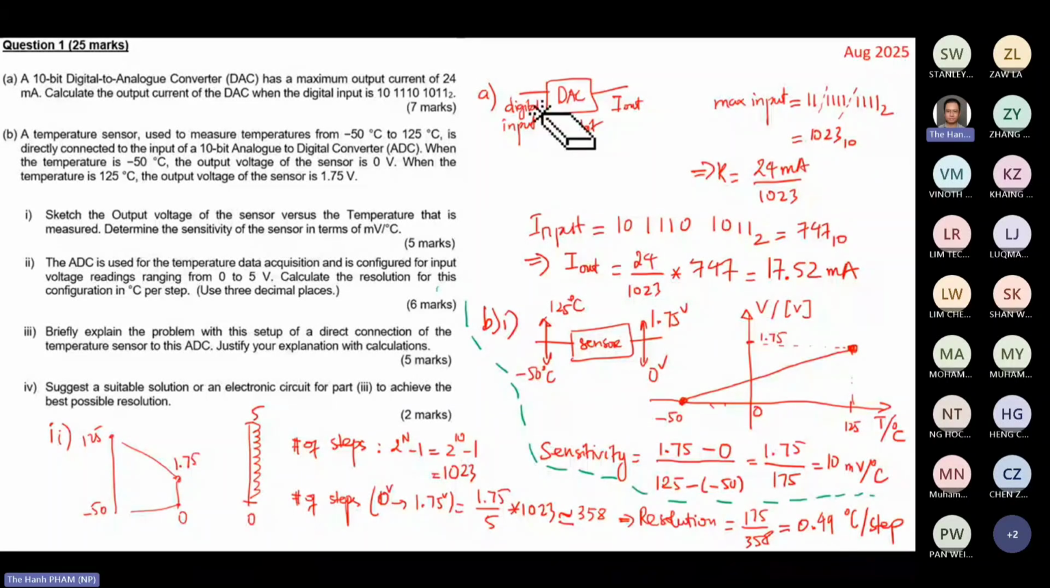Because the thing you measure is in temperature, degrees Celsius, and the sensor will provide a voltage, right? So we are calculating the resolution for 0 to 1.75, which takes up 358 steps, right? So the question wants what? The configuration from 0 to 5 volts now, right? Not 0 to 1.75.